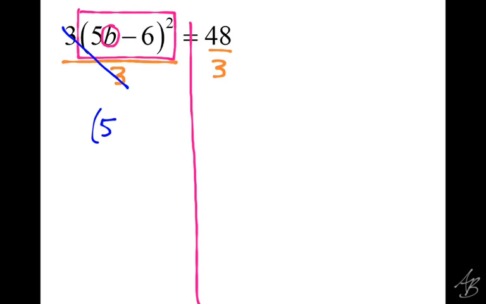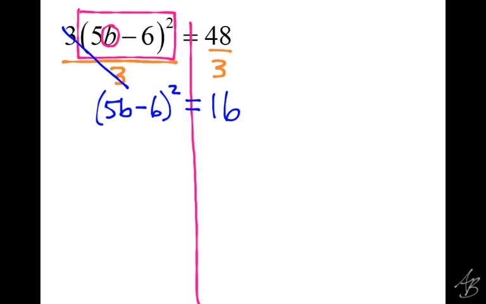Okay. Can I take the parentheses off right now? No. Why not? Because there's still a square there. Remember, the square is on that whole thing. As long as that square is there, we need the parentheses there also. And then on the right side, what do we get? We get 48 divided by 3, which is 16. So we have 5b minus 6 squared equals 16.